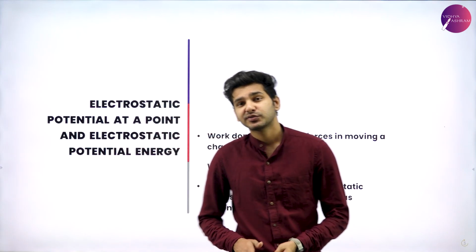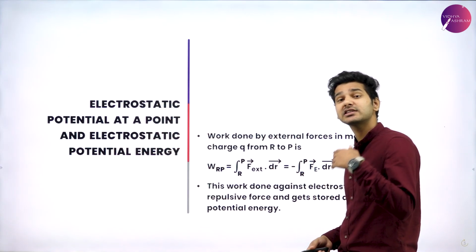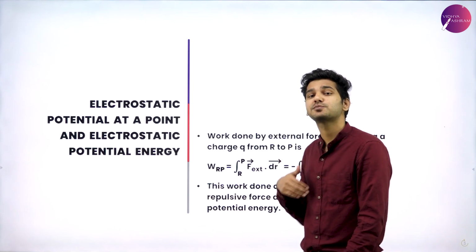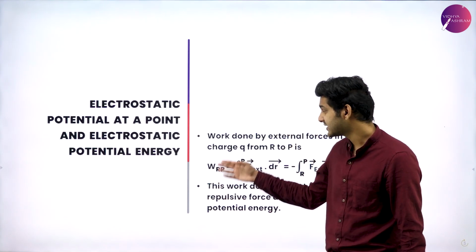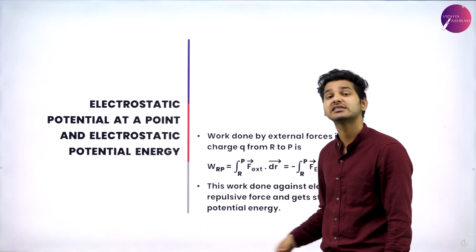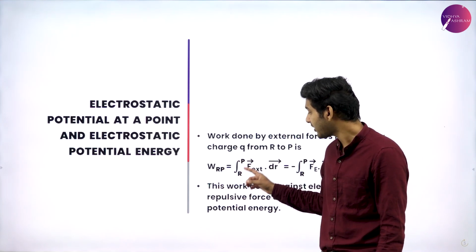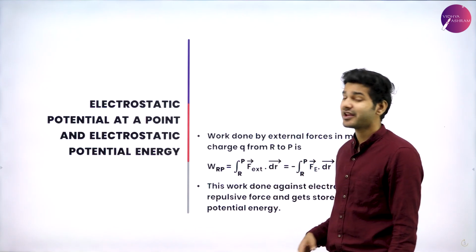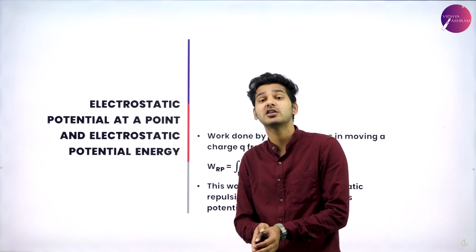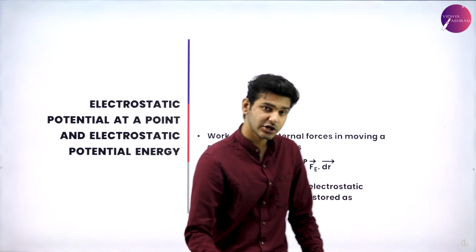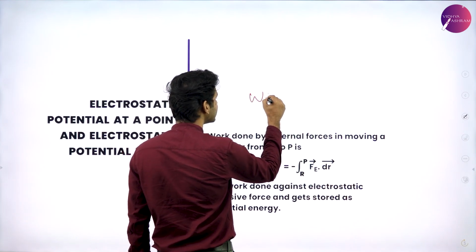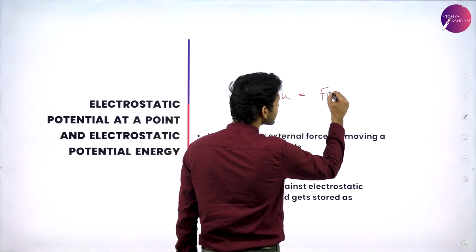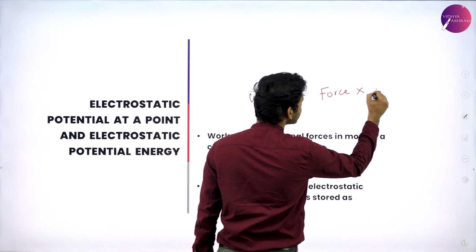So this is the written definition, or the mathematical term, which explains what the definition actually was. This equation explains to us that W, that is work from R to P, is given by the integral from R to P of F external dot dr, and F dot dr is nothing but work done. So we already know that work is equal to force times displacement.